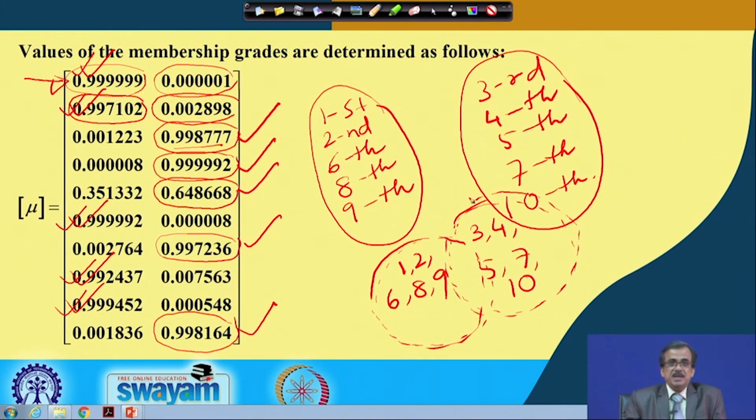So, this is the way, using the concept of fuzzy C-means clustering, we will be able to do the clustering and we will be able to get 2 fuzzy clusters, particularly for this very simple problem having only 10 numerical data points, and we have seen that. This FCM algorithm is able to do this clustering very efficiently.